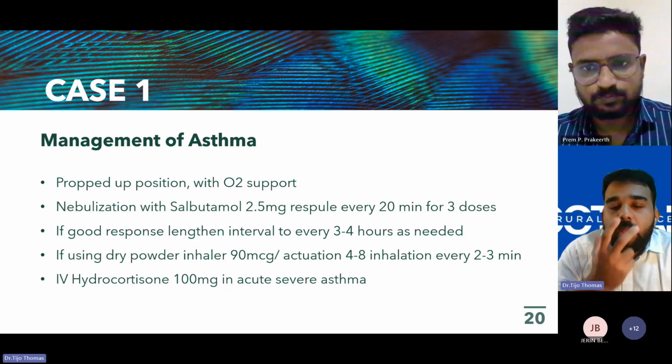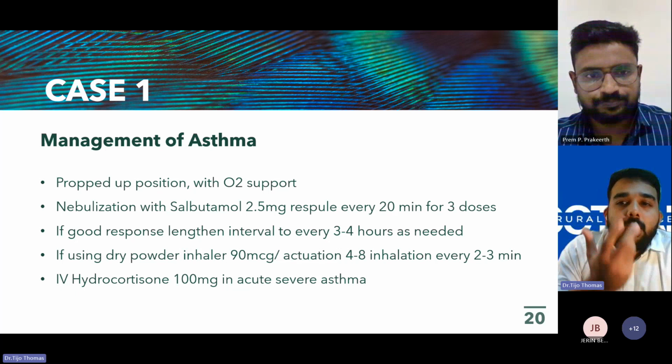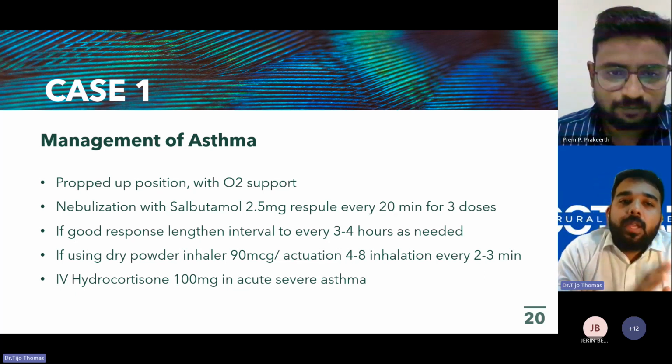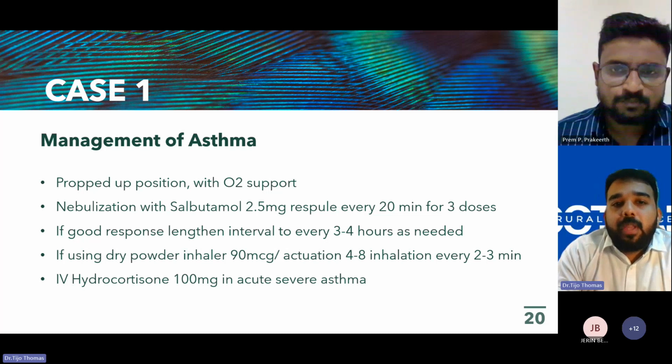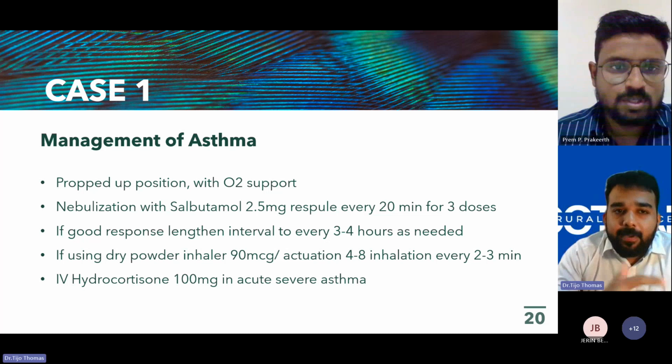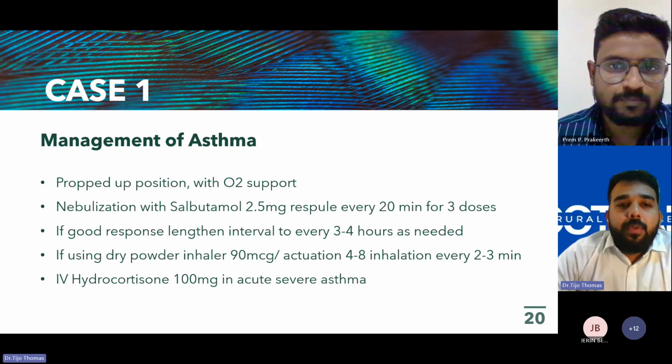One thing we have to make sure is the technique of using the inhaler should be correct. They should be ensuring a proper seal around the inhaler, and they should be taking multiple inhalations after one actuation. In severe asthma, we can give IV hydrocortisone as well.